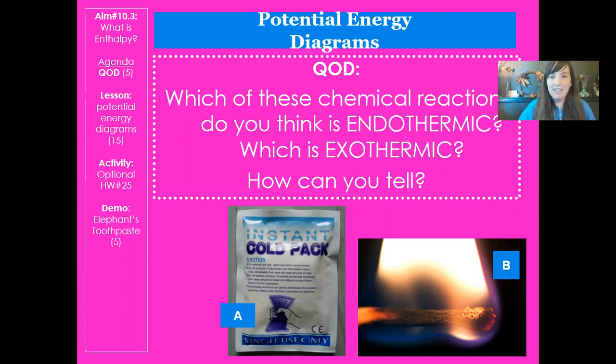And you might recall that endothermic means energy in. So that would be a cold pack. It has to suck energy in. And exothermic means the energy is exiting. So we would feel heat because the energy is going into us because it's exiting the reaction. So that would be like the burning match as an exothermic reaction.